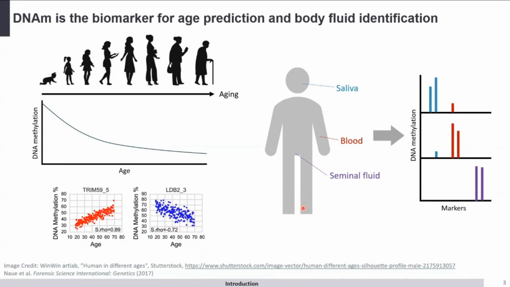Also, identifying body fluids is important for crime scene reconstruction. The detection of certain fluids like semen can indicate sexual assault. Several studies have identified unique DNA methylation markers for various body fluids, showing significant differences in methylation levels between tissues.